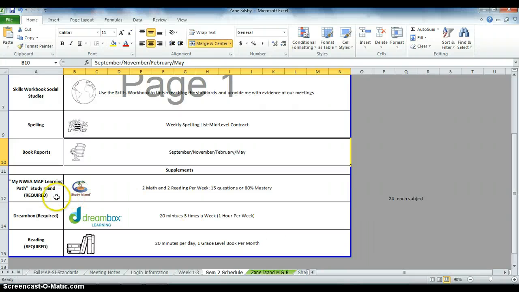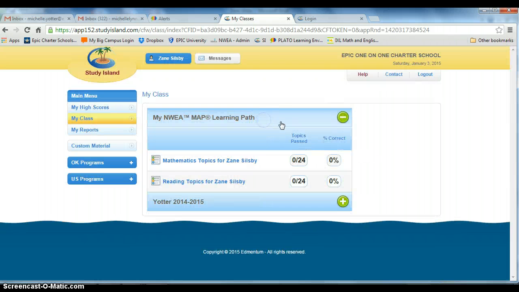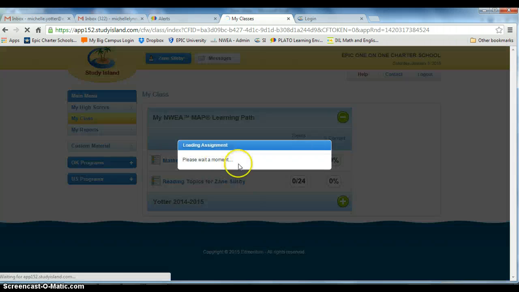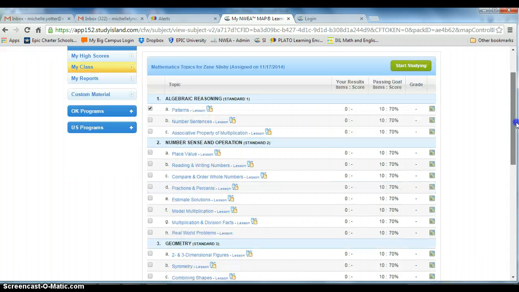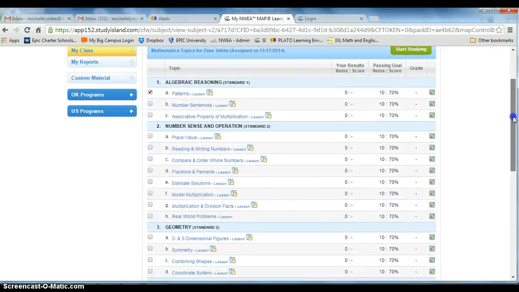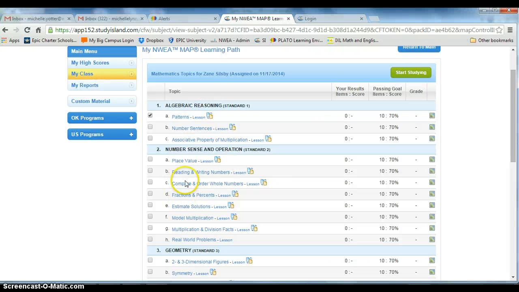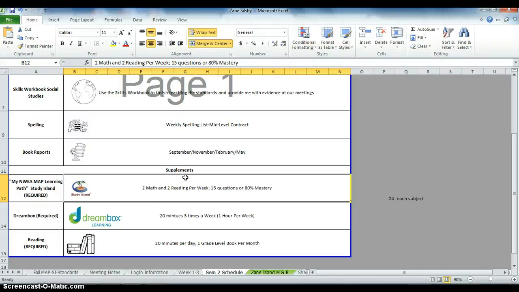As far as supplements, Epic would really want him to work also in this learning path, and it's got different stuff on it than just 4th grade math. This is just what he needs based off of his test. So 2 math and 2 reading a week. He just goes in, does 15 questions or 80% mastery, and just have him pick any 2 that flips his boat that week. 2 math and 2 reading.